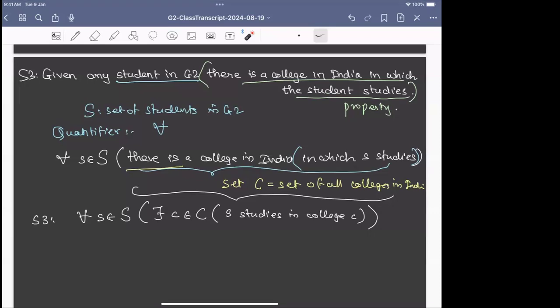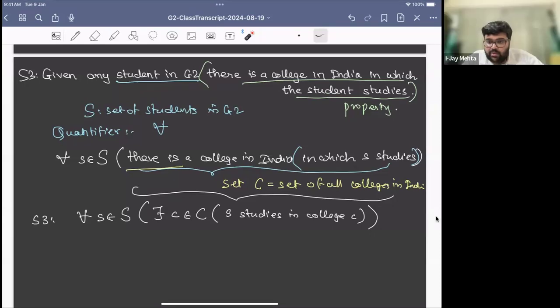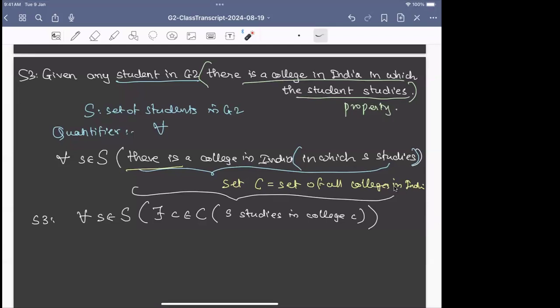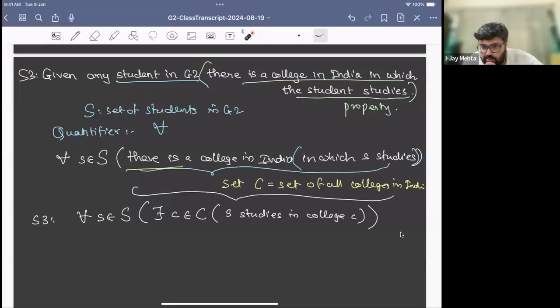Only 19 said yes. What about the others? Why are they not responding? Come on, let's do this exercise. If you're studying in a college, click yes. Otherwise, the statement will be false.